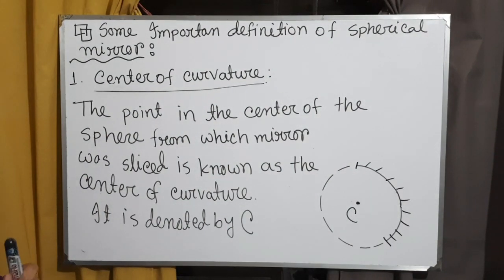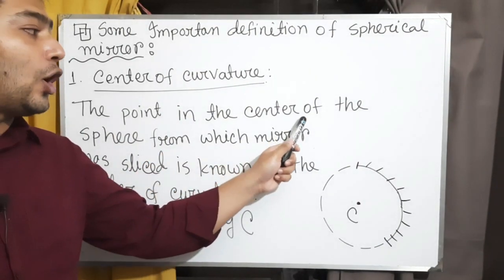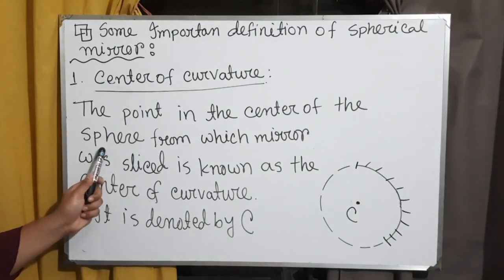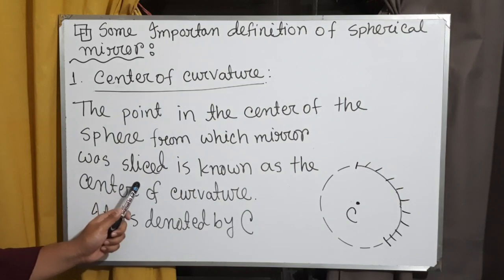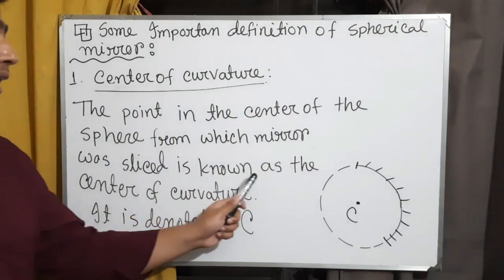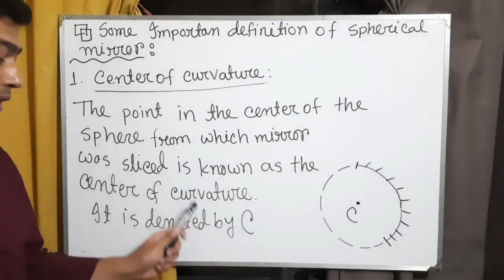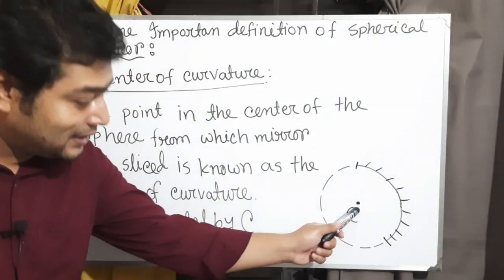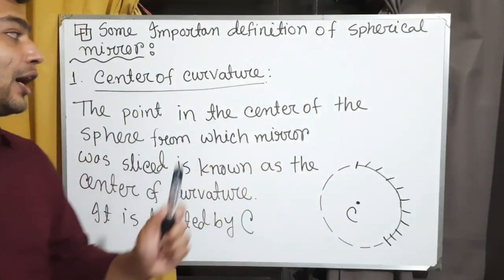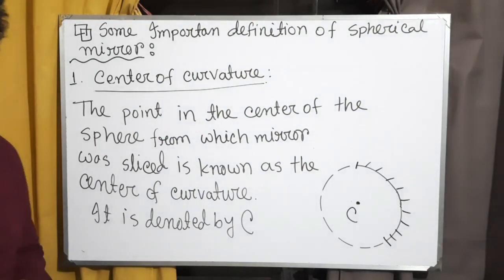I will repeat the definition again. The point at the center of the sphere from which the mirror was sliced is known as the center of curvature. It is denoted by C. So this point C is our center of curvature.